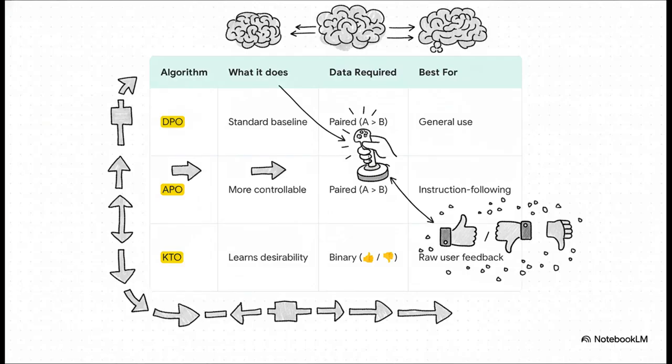And yeah, there's a whole alphabet soup of algorithms for this, but these are the big 3 right now. DPO is kind of the standard starting point. APO gives you more control, and it turned out to be really good for teaching the model to follow instructions. And KTO is fascinating because it doesn't even need paired A-is-better-than-B data. It can learn directly from simple thumbs up or thumbs down feedback from users.